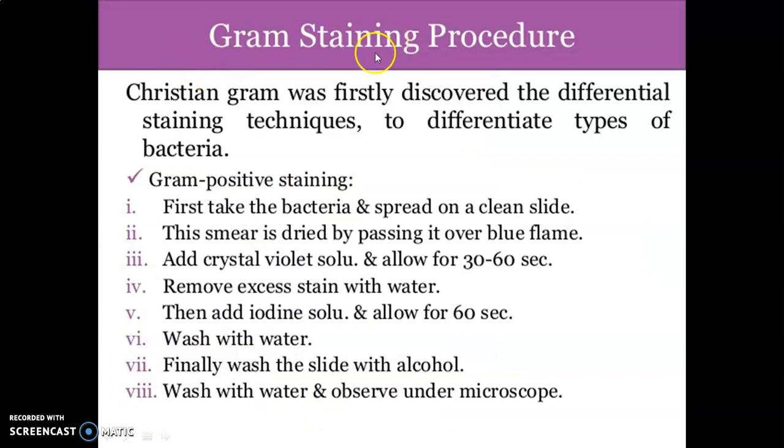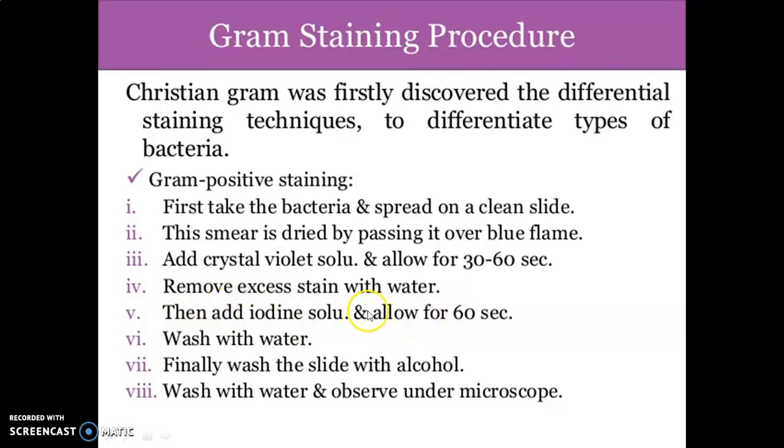So, the gram staining procedure. Christian Gram first discovered the differential staining technique to differentiate types of bacteria. Gram positive staining: first take the bacteria and spread on a clean slide. The smear is dried by passing it over a blue flame. Add the crystal violet solution and allow it to act for 30 to 60 seconds. Remove the excess stain with water.